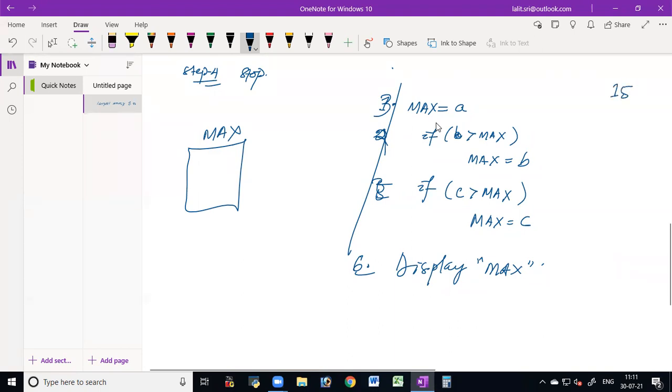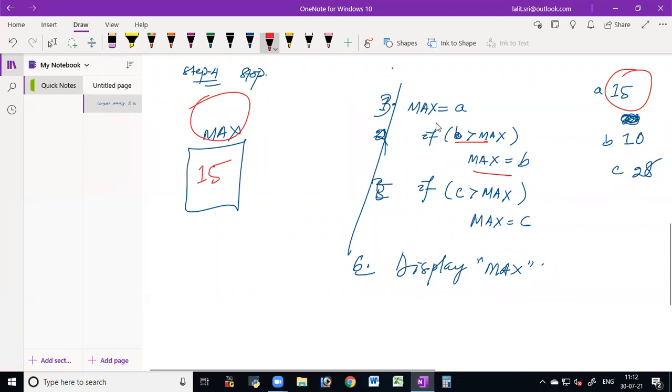Suppose 15, 10, and 28. A, B, and C. So arbitrarily, I don't know who is the greatest one, so I'll take the first one as the greatest. Then I check this value with the other two. So here I am writing if B is greater than max. 10 is greater than max?